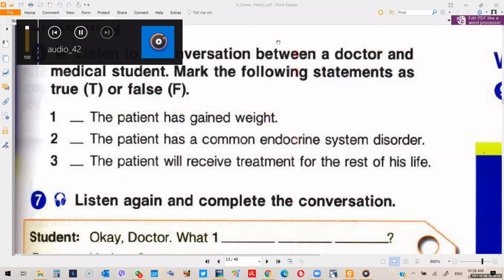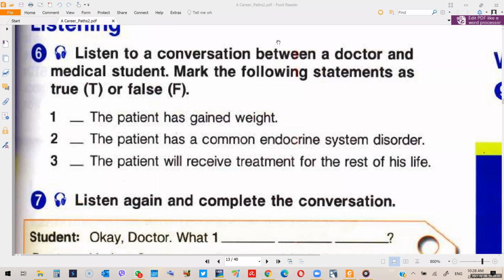Okay, now I want you to listen again and answer questions 1 to 3. Listen to a conversation between a doctor and a medical student. Mark the following statements as true or false. Number 1, the patient has gained weight. 2, the patient has a common endocrine system disorder. 3, the patient will receive treatment for the rest of his life. So listen again and try to answer questions 1 to 3.